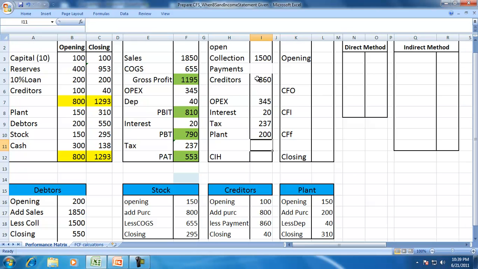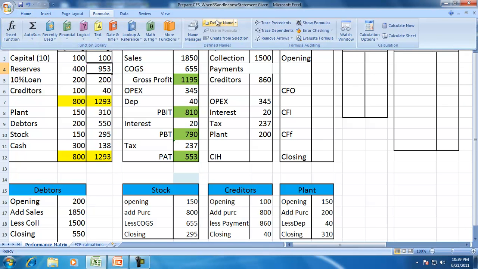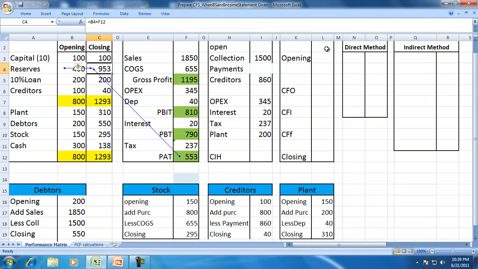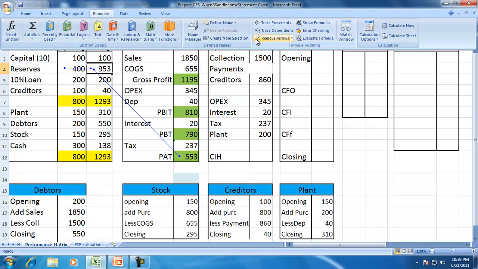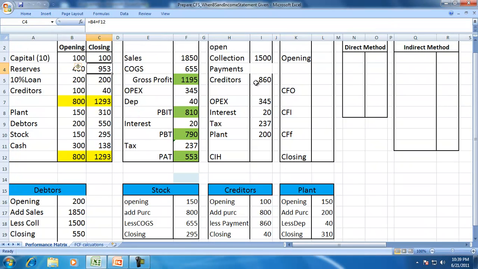So now we can add up all the items. You can see capital has not changed, the loans have not changed, and the reserves have changed only because of the profits. So the entire profit has been retained. Therefore there is no cash outflow because of the payment of dividend.